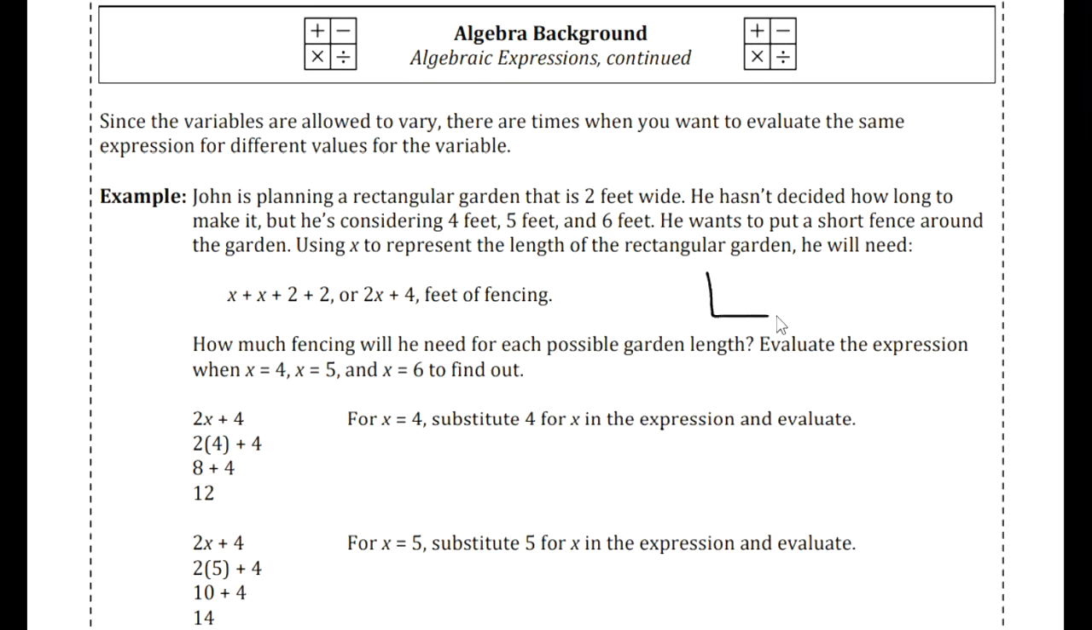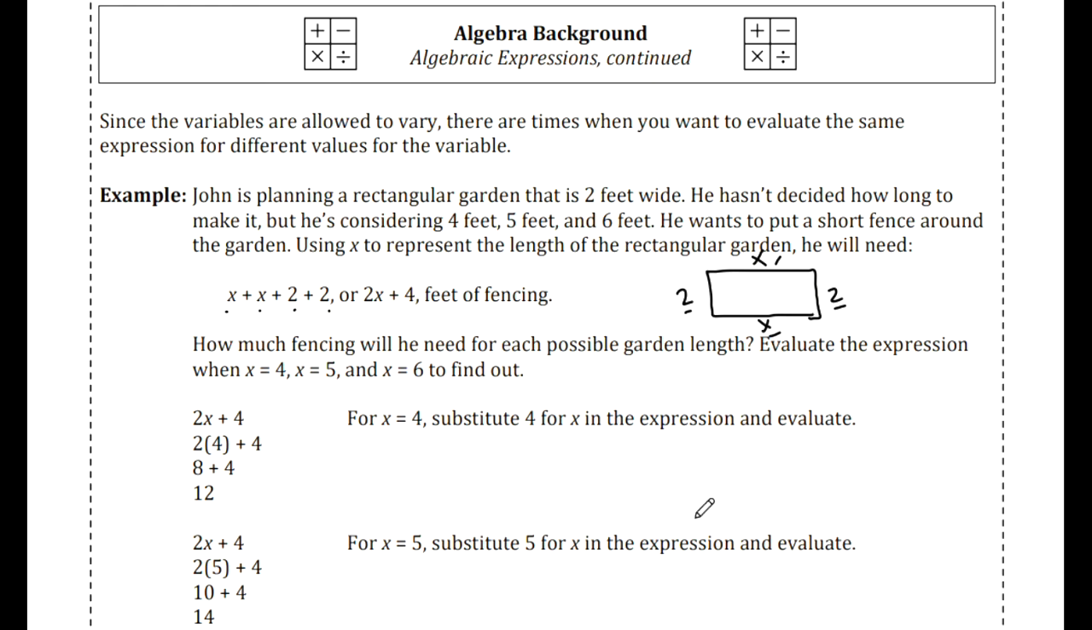Let's draw a picture here. So if it's 2 feet wide, but he hasn't decided how long to make it, we can call that x. So the length of the fencing, as we walk around the edge, we'll have a 2 plus another 2 plus 2 x's, right? So we have an x plus a 2 plus a 2, or 2x plus 4 feet of fencing. So what we can do is substitute in for x the various scenarios, right? So he hasn't decided how long to make it. He's considering 4 feet, 5 feet, and 6 feet.